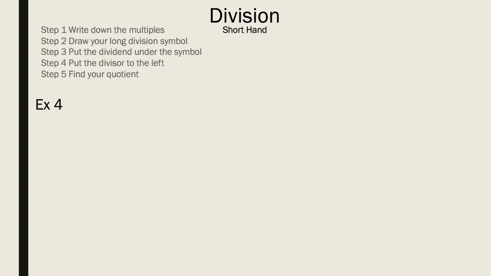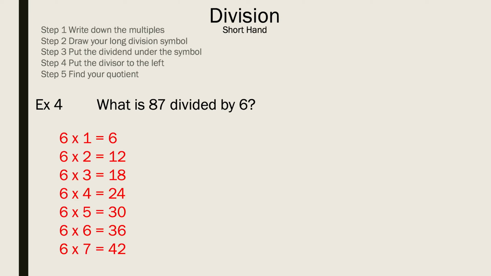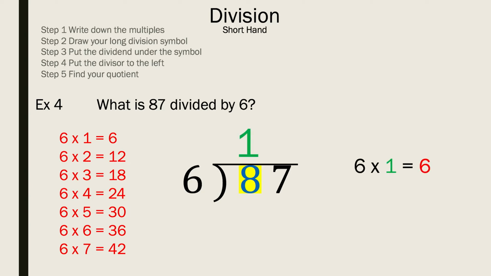Take a look at example 4, which is what is 87 divided by 6. Write down the multiples of your divisor. Now, steps 2, 3, and 4. And then now I'm going to do step 5. Okay, first things first, we're going to take a look at 8. Since 8 is bigger than 6, we can just write down 1 as part of the quotient.